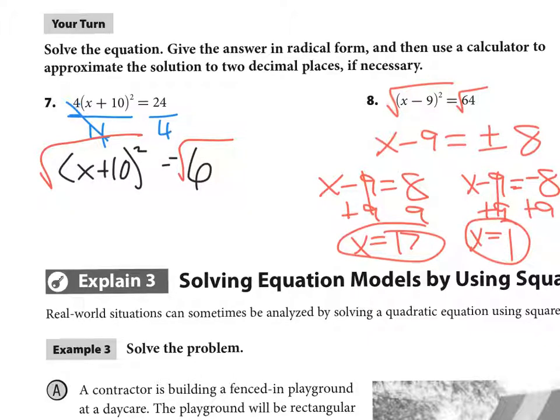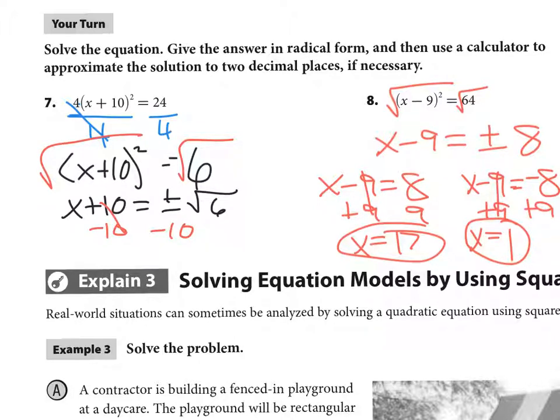So on the left, the square and the square root are going to cancel and get x plus 10. On the right, you always get two solutions, plus or minus square root of 6. Now I can't take the square root of 6. It's an irrational number, so I just leave it like that. I don't have to rationalize it because it's not in a denominator. But I still have to write what my final answer would be, which means getting my x by itself. So I have to subtract 10 from both sides.